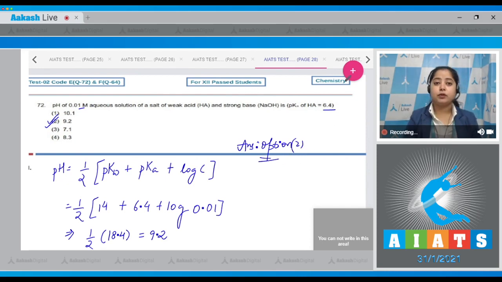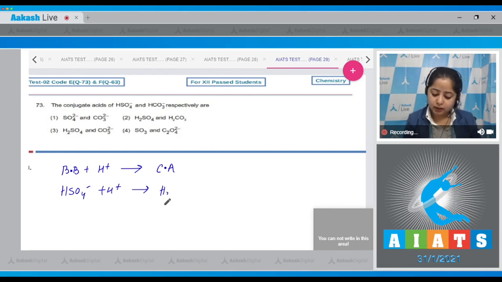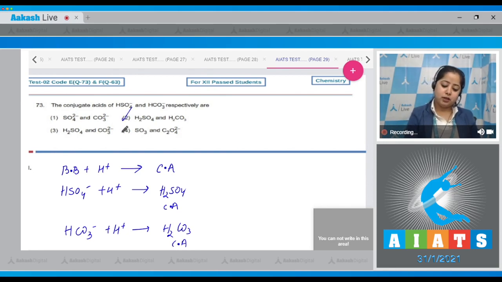Moving to next question, which is question number 73. Let's read it. The conjugate acids of HSO4 minus and HCO3 minus respectively are. Student, in Bronsted base, when one H plus is added, we get the conjugate acid. So for HSO4 minus, when one H plus is added, that is H2SO4, this will be the conjugate acid. And for HCO3 minus, when one H plus is added, it will become H2CO3. This is the conjugate acid. That means the correct answer is option number 2.